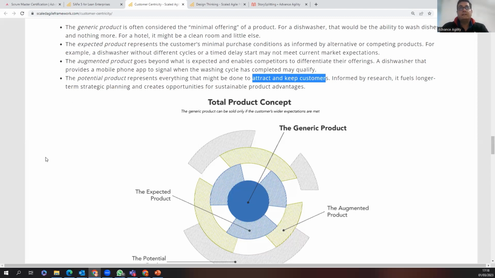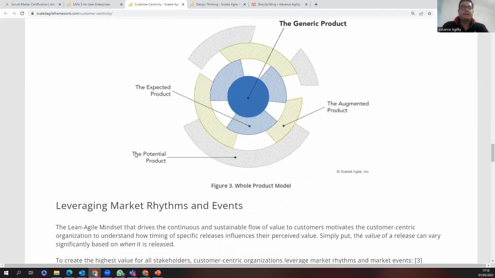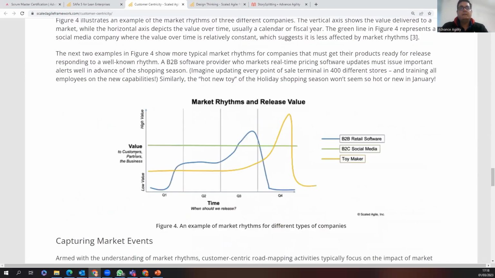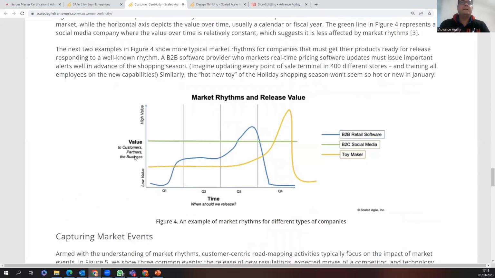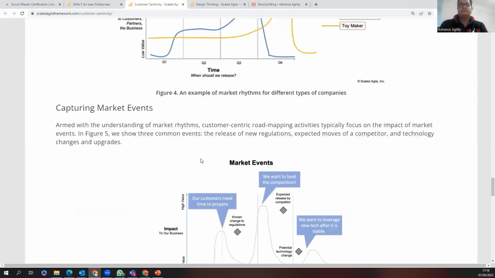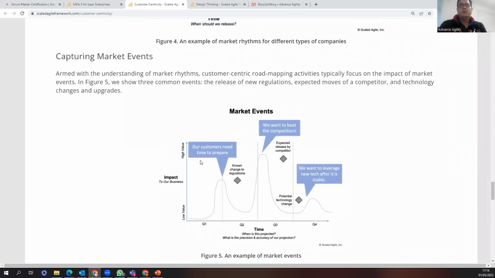Okay. So these are the 3 or 4 design thinking techniques we have learned. Now there's another concept called market rhythms and events. These are also not directly design thinking techniques, but these are some of the other external factors we should consider when we are trying to launch our product in the market.